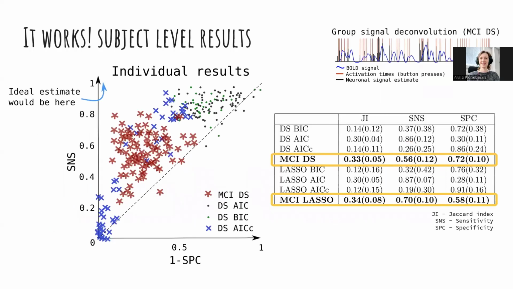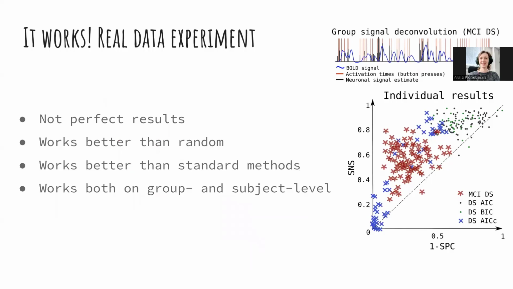We also looked at the subject-level results. Here are the true and false positive rates for the proposed method and several standard techniques. The optimal point on this graph would be the top left corner: all true peaks detected and no false activations. Results of the proposed method are shown in red, and this cloud is closer to the optimal point than the clouds for standard methods. So the main conclusion stays the same. Even though the result is not perfect, the proposed method works better than random and better than the standard approaches.